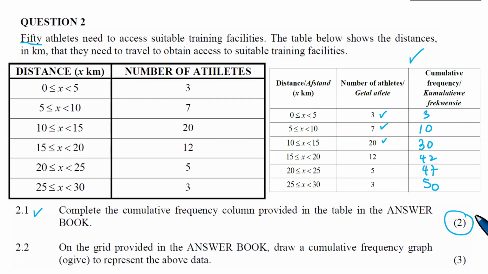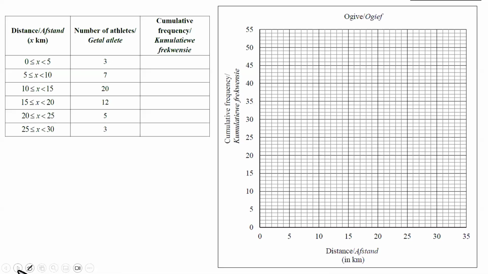But now let's just look at 2.2. On the grid provided in the answer book, draw a cumulative frequency graph or ogive to represent the above data. Okay, let us draw an ogive. To draw an ogive, we proceed as follows.